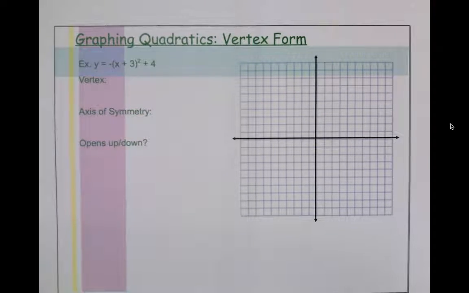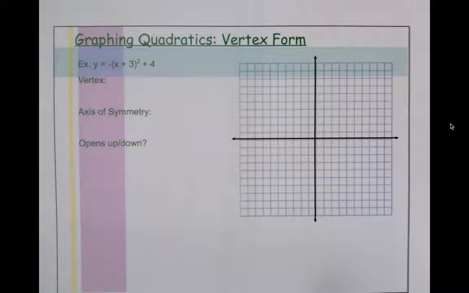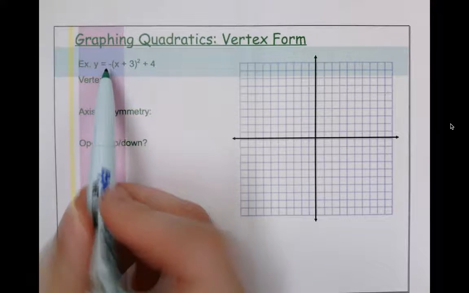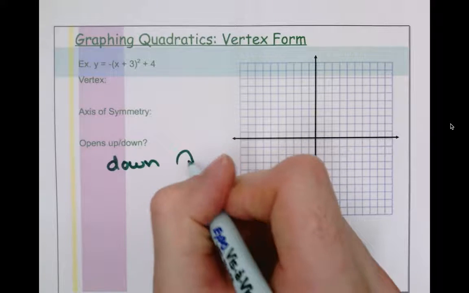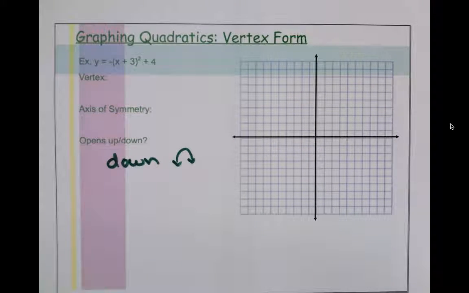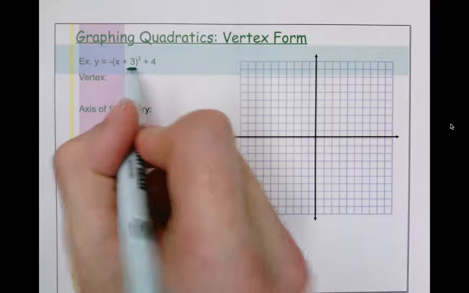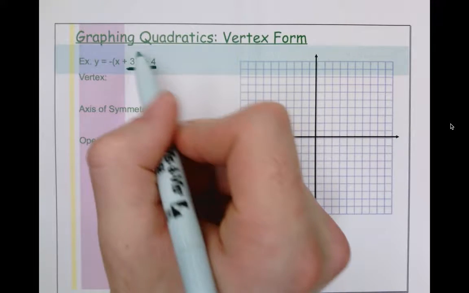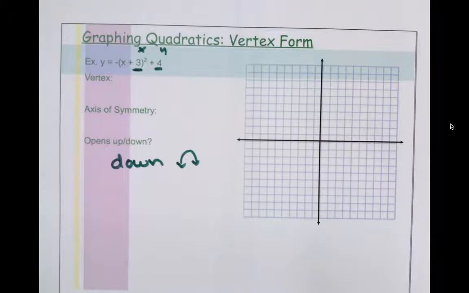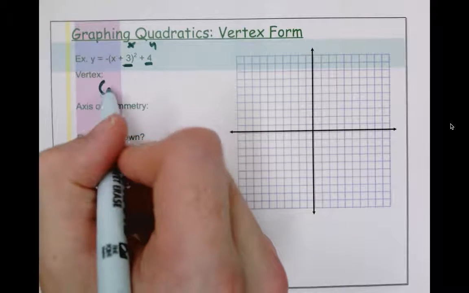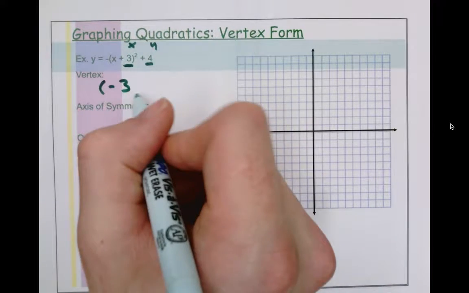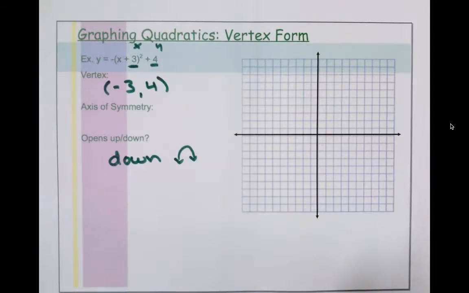Now taking a look at this, a few things. Number 1, we know this is going to open down because our a value is negative. So we should have something that looks like this. That's the shape of our parabola. For our vertex, we look at this point and this point. This is our x-coordinate, and this is our y-coordinate. Now remember, for our x, we're on the inside of the parentheses, so the sign's going to flip. So we will be at negative 3, and our y-coordinate will be at 4.